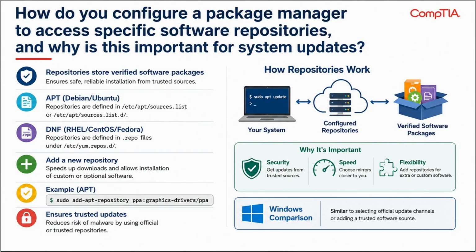APT uses sources.list files, while DNF uses .repo files to locate verified software. Adding a custom repository can grant you access to specialized software, all while maintaining trusted, secure update channels.